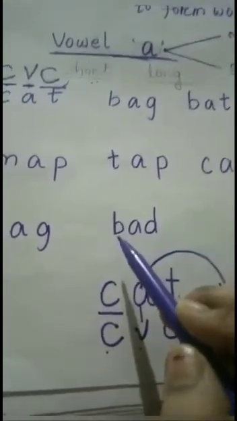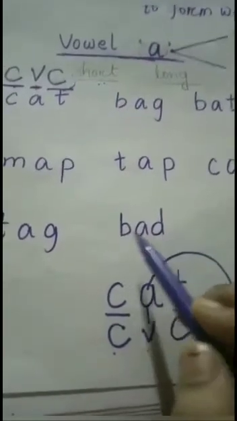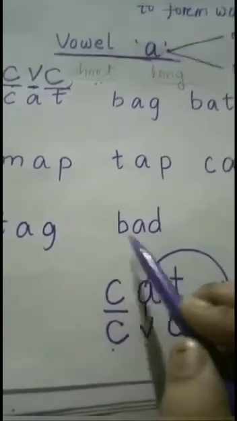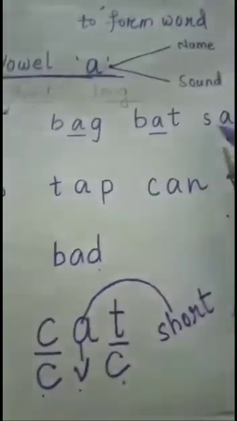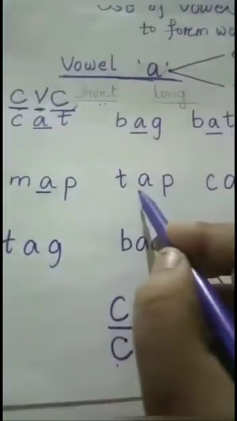What is the sound of B? B, A, D. Bad. So, in all these words, A is having a short sound, like A.